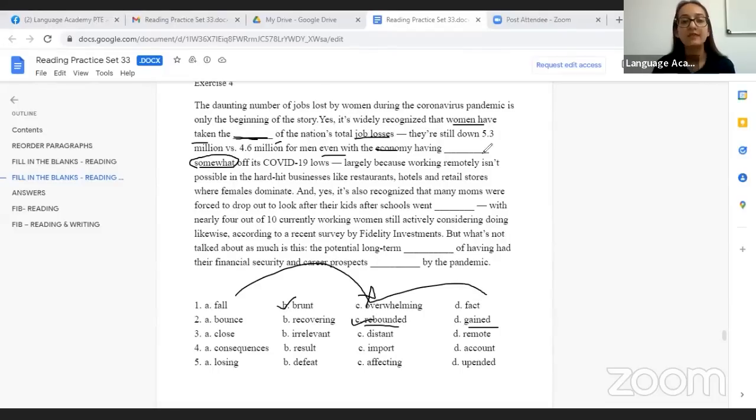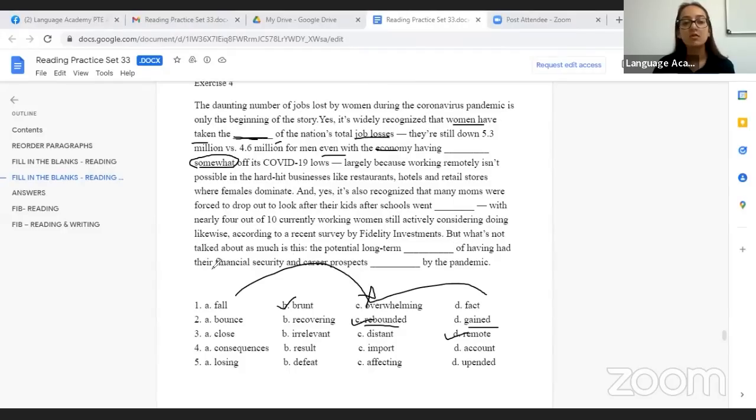With the economy having rebounded off its COVID-19 lows, and yes, it's also recognized that many moms were forced to drop out to look after their kids after schools went dash. So this was very common word being used a lot of times these days, that online learning, remote learning. So we don't have online here, but we can go with remote. Remote was another word being used for online learning. With nearly 4 out of 10 currently working women still actively considering doing likewise, according to a survey.